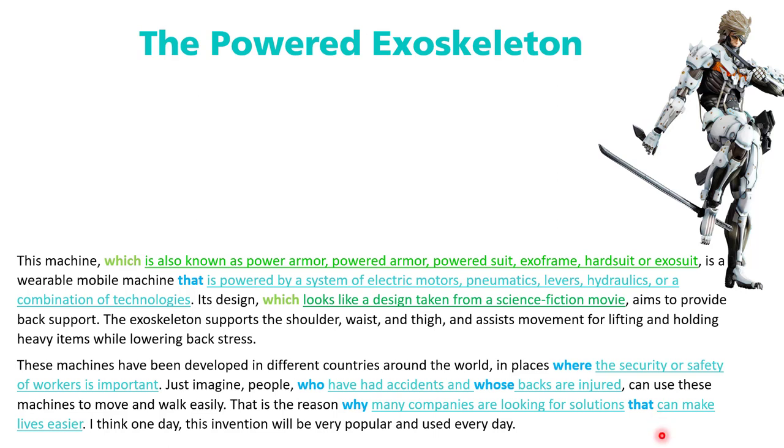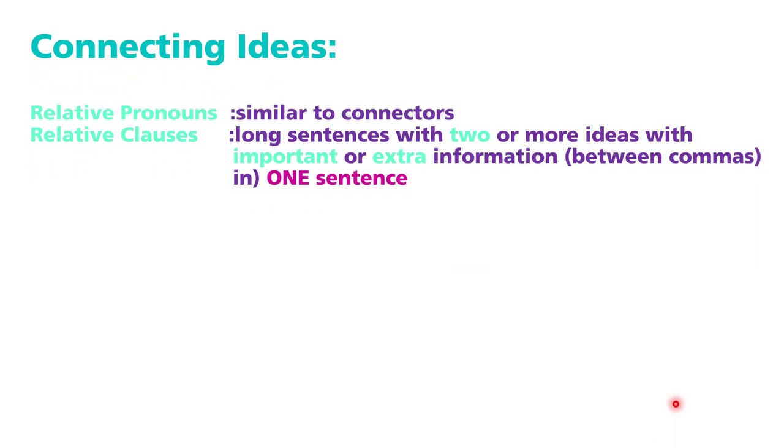So in this lesson, guys, the principal objective is to try to find how we can add extra and important information in some sentences, or in this case in one sentence. Okay, number one, what you need to remember, guys, is that when you want to connect more than one idea, we can use relative pronouns. Relative pronouns are similar to connectors. In a moment, we're going to see some examples. And also, we can use relative clauses. Relative clauses are long sentences with two or more ideas.